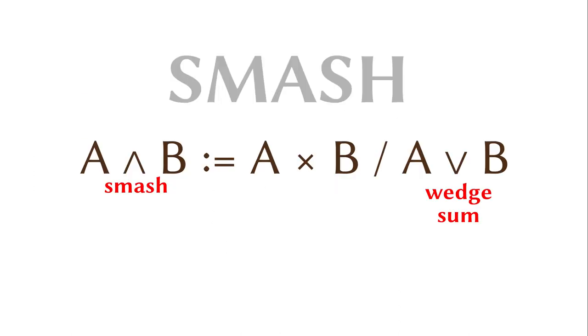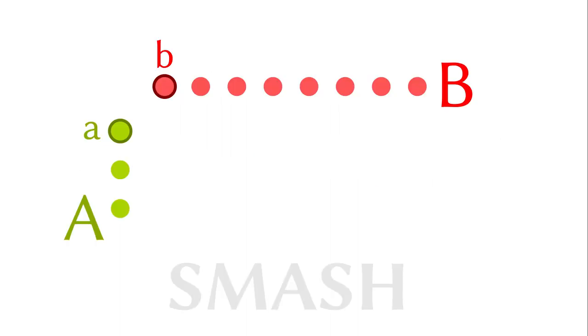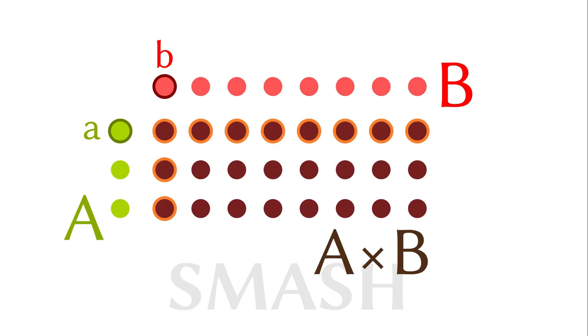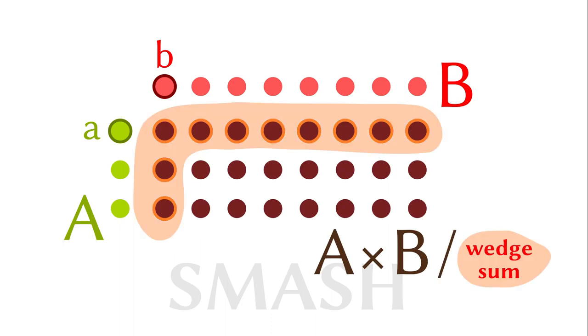Next, a smash product of two pointed types A and B is a quotient of their product by their wedge sum. However, it's probably easier to explain it with a diagram. For simplicity, let's assume A and B are sets of points, each with its distinguished point. The product can be drawn as an array of points. You want to squash all the pairs where either the first component is the distinguished point of A or the second component is that of B.